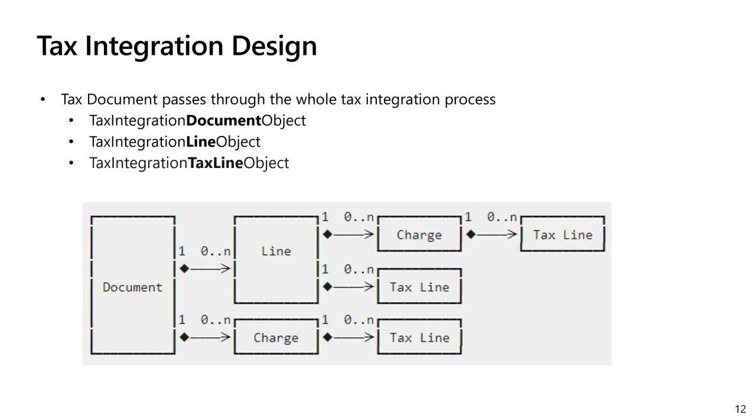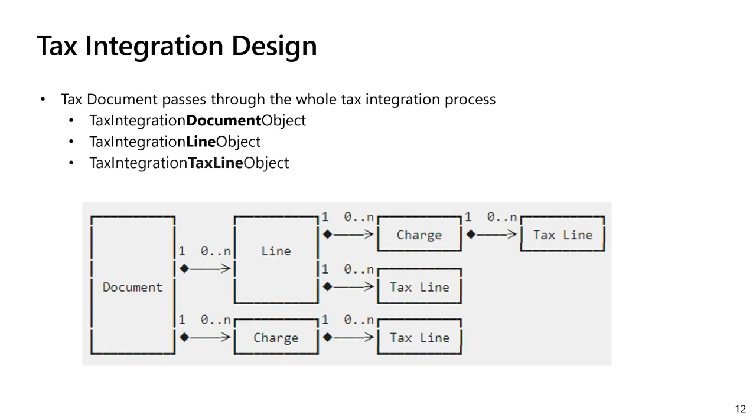First, there are three classes: tax integration document object, tax integration line object, and tax integration tax line object. You will see in this graph, the top one is the document object, and a document can contain many lines and also many charge lines. A line can also contain many charge lines and contains the tax lines. The tax line is about the calculation result.